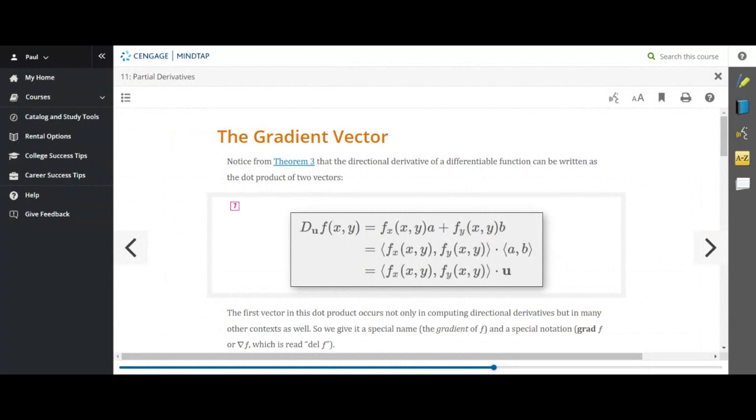So, of course, the directional derivative, based on the formula, we can write that as a dot product of two vectors. One vector has the partial derivatives as its components, and the other vector has the components of the unit vector, a, b. So that's nice. And it turns out that the vector with the partial derivatives with respect to x and y, we call that a gradient vector. That is called a gradient vector.